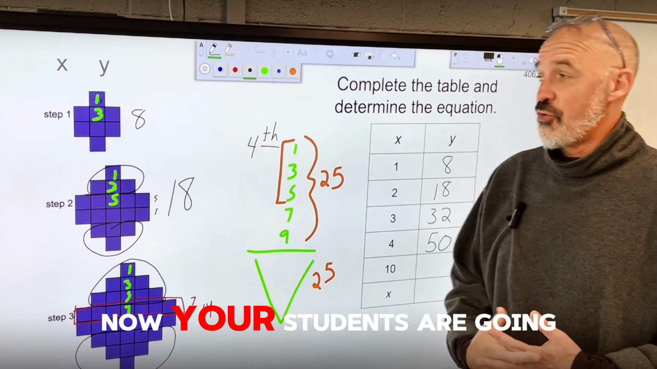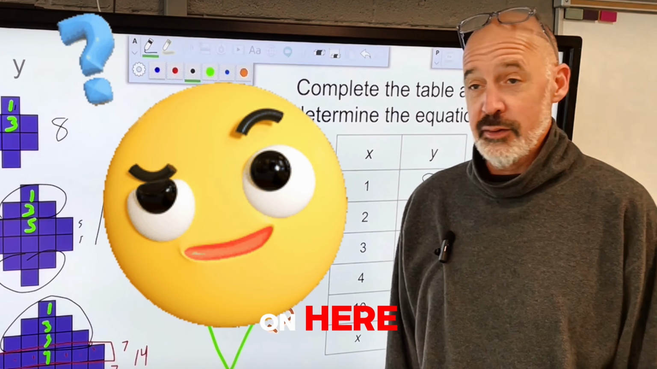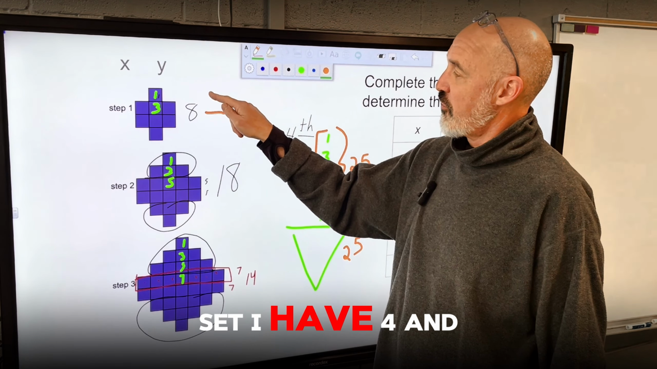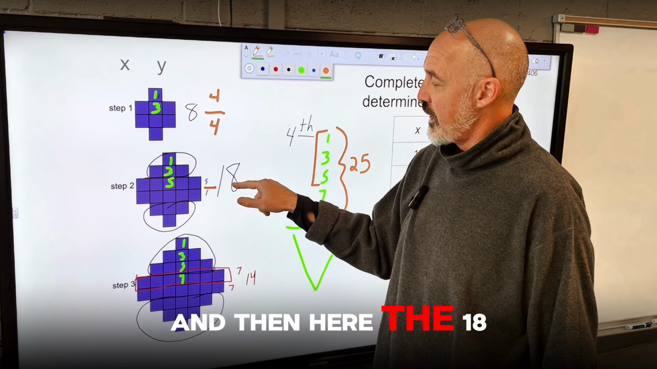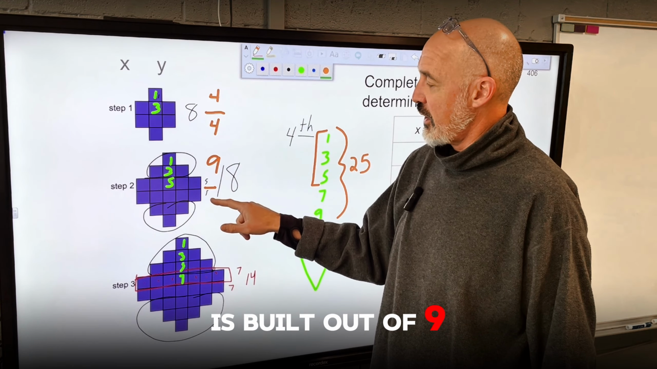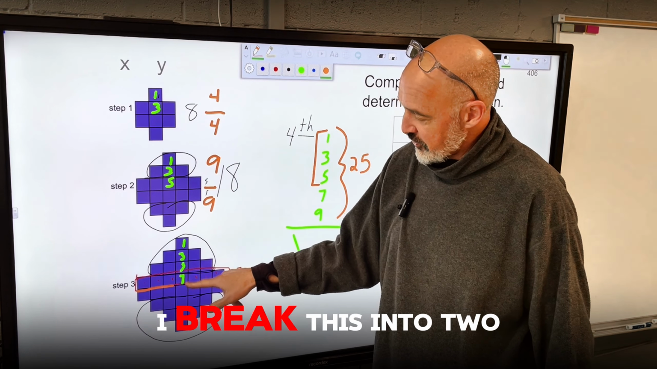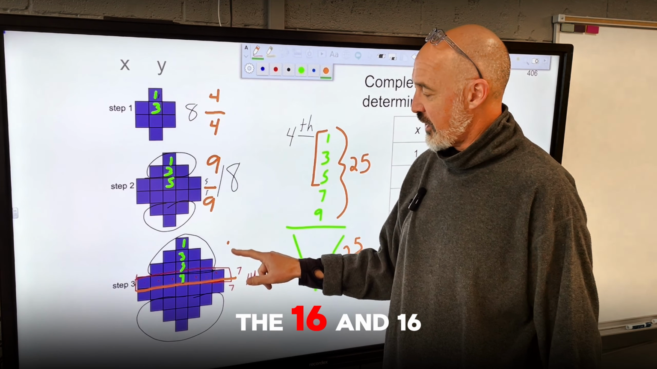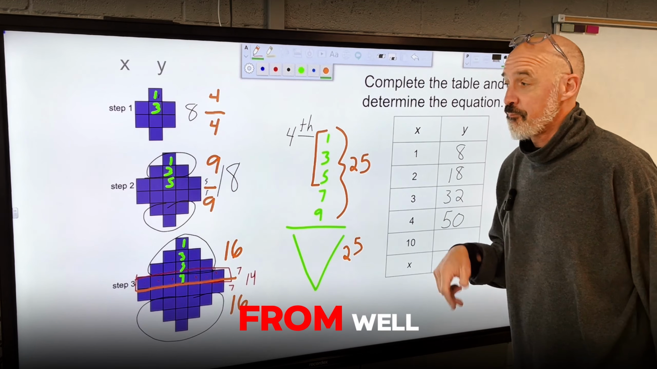Now, your students are going to look at these numbers, hopefully thinking carefully, what's going on here? Well, up in this set, I have 4 and 4. And then here, the 18 is built out of 9 and 9. And then down here, when I break this into 2 parts, it was 9 plus 7 is 16. And 16, that's where my 32 came from.